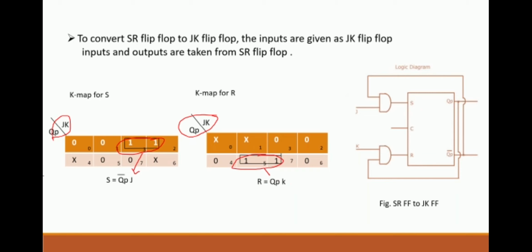First, S is equal to QP bar into J. So we form the AND of this QP bar and J and connect it to S. And R is equal to QP into K. So we form the AND of this QP and this K and connect it to R.